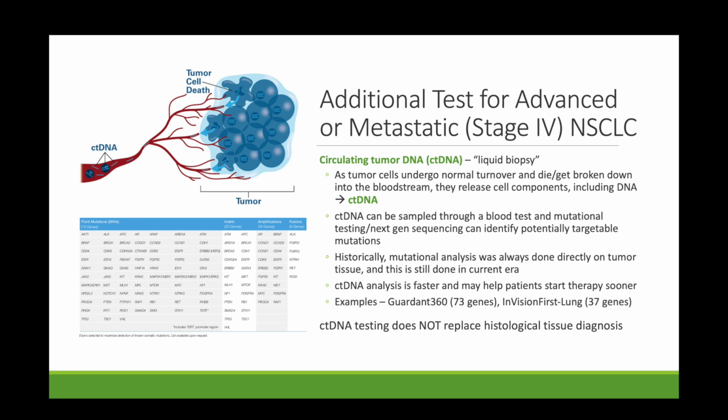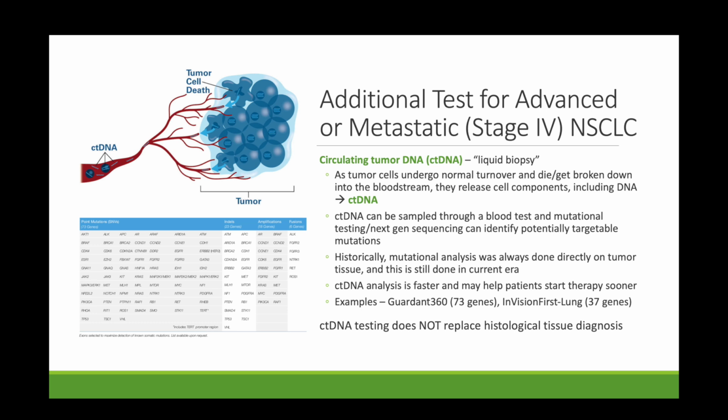Finally, I will briefly mention testing for circulating tumor DNA, or ctDNA, for advanced or metastatic non-small cell lung cancer. We can perform what is known as a liquid biopsy, where we obtain a blood sample, perform a mutational analysis, and test for circulating tumor DNA. The advantage of this method is that it allows us to more quickly get a sense of if patients have certain targetable mutations.